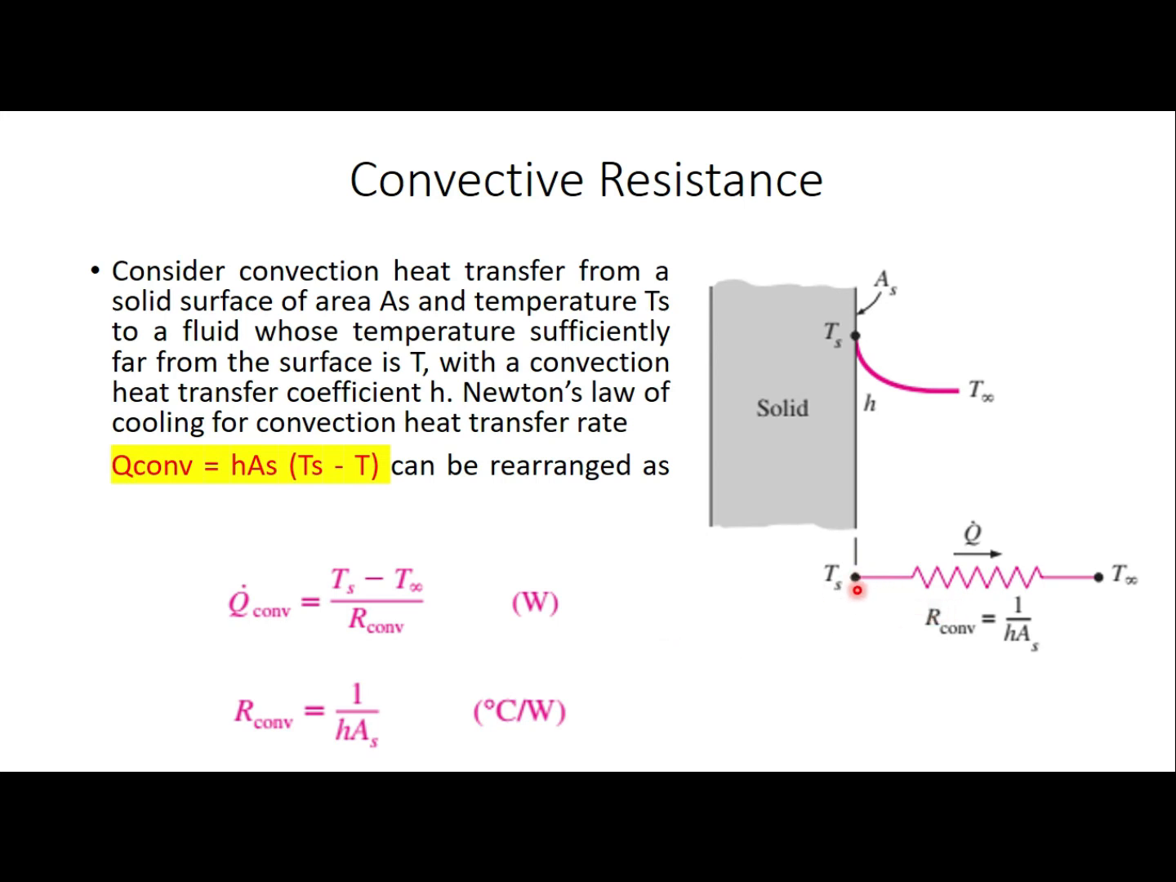So this can be explained by this concept. Ts is the surface temperature of a solid body, and T infinity is the fluid temperature far away from the surface, and the heat will be transferred from Ts to T infinity through the convective heat transfer. The resistance which this faces during the convective heat transfer is known as the convective resistance, and it is equal to 1 over hA.